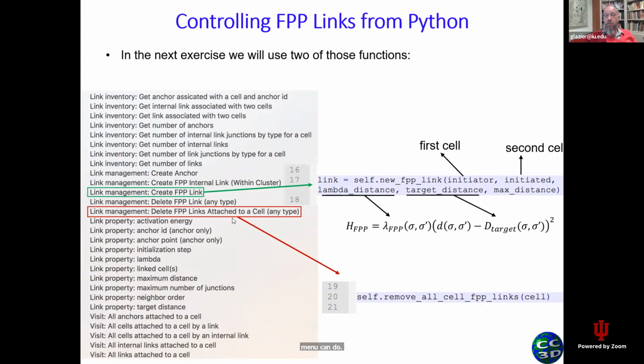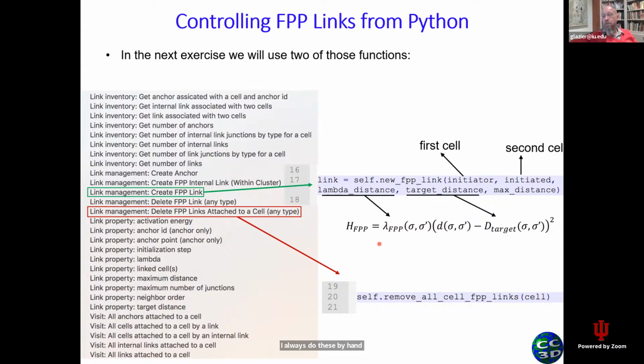So if we want to create an FPP link, here, link management, create FPP link, that will paste in the code: link equals self.new FPP link. And then we have to tell it which cells we're connecting: cell A, cell B, and then the target distance here and the lambda. And that will create a new link. And if I'm doing the simulations, that's how I do it. I always do these by hand.